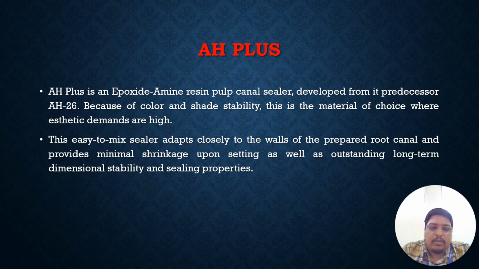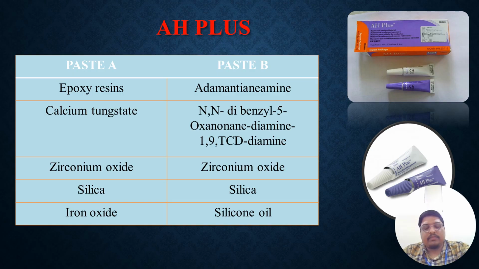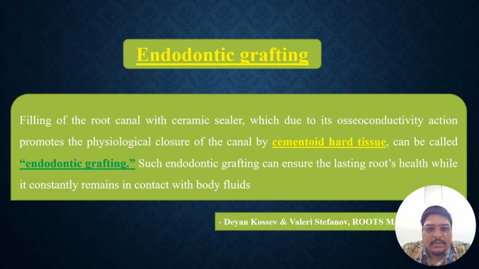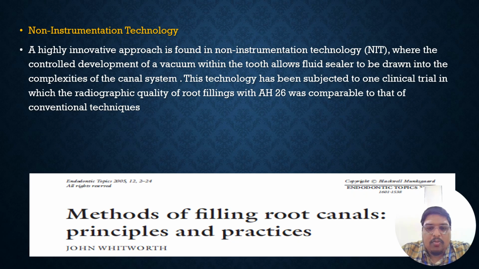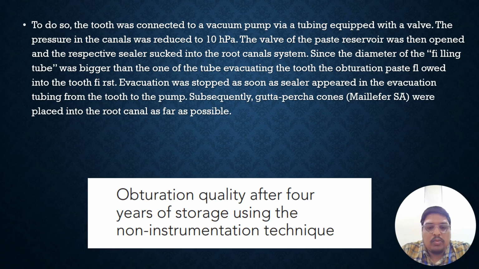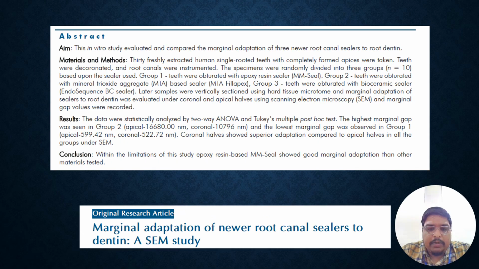AH Plus is an epoxide amine resin pulp canal sealer developed from its predecessor AH26 because of color and shade stability, and this is the method of choice where the aesthetic demands are higher. It is easy to make, the sealer adapts closely to the wall of the prepared root canal and provides minimal shrinkage upon setting as well as outstanding long-term dimensional stability and sealing properties. AH Plus, which includes epoxy resin sealers, endodontic grafting, non-instrumentation technology, method of root canal filling, and the principles of practice, showed good operating quality after 4 years of storage using the non-instrumentation technique.